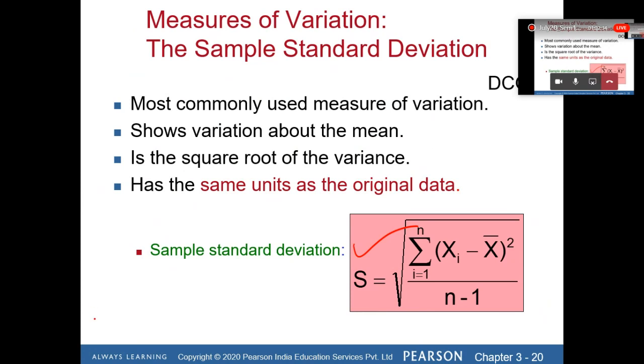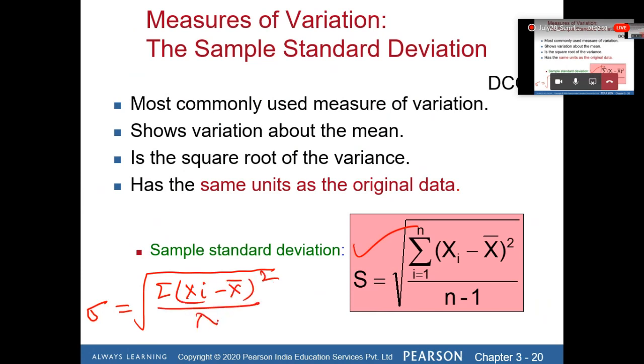And what is the formula for population standard deviation? Population standard deviation is represented by sigma. Please note down, all of you: the square root of summation xi minus x bar whole square divided by capital N.